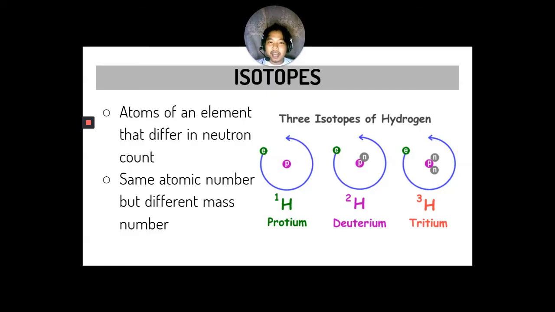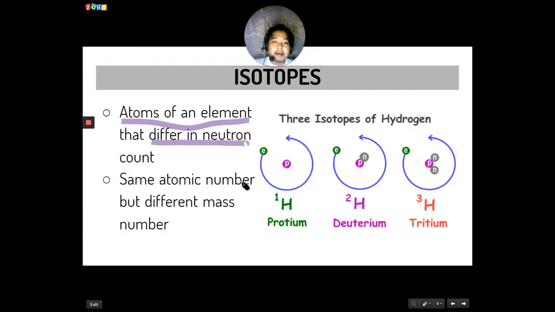So, formally, to define what isotopes are: isotopes are atoms. I want to emphasize, these are still atoms of an element, of the same element in particular. However, they differ in the number of neutrons. So, magkaiba yung neutron number nila, yung bilang ng neutral charge inside the nucleus. And then, same atomic number kasi same element lang siya, but they have different mass number.